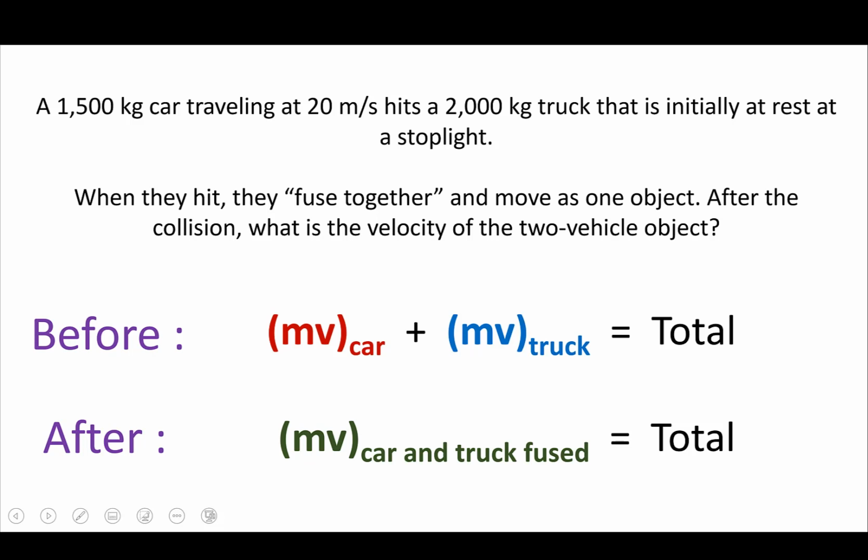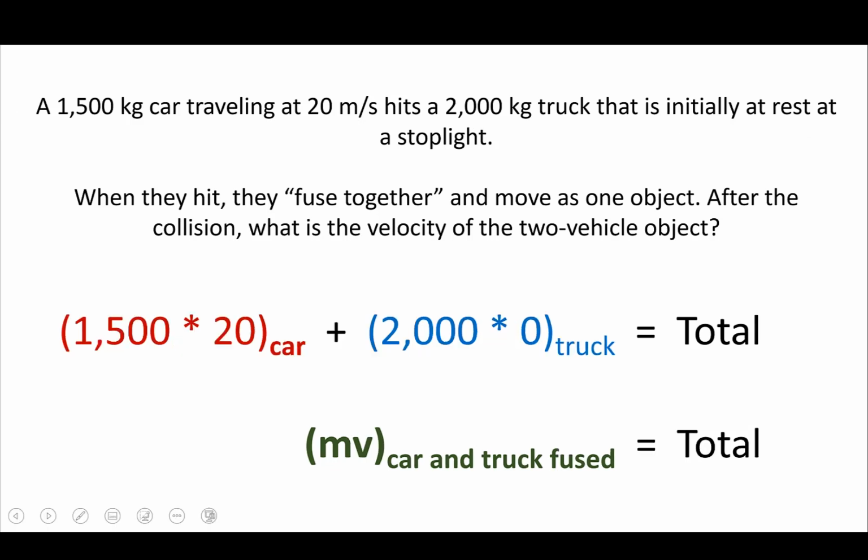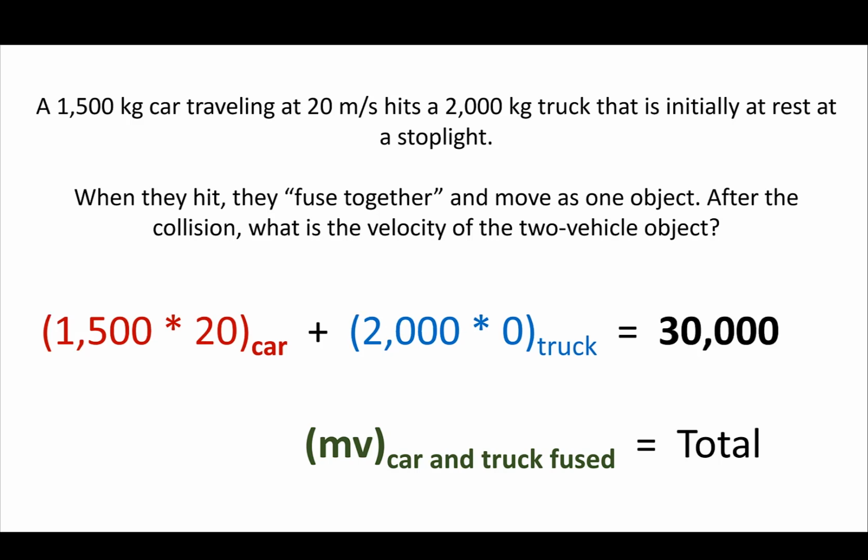We have all the information we need to figure out the total momentum before the collision, so we'll just plug in those numbers: the mass of the car, the velocity of the car, the mass of the truck, and the velocity of the truck. If you do this, you can figure out the total momentum before the collision ends up being 30,000. Now, the total momentum is the same before and after.